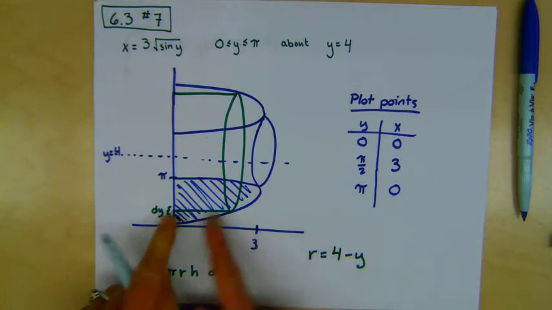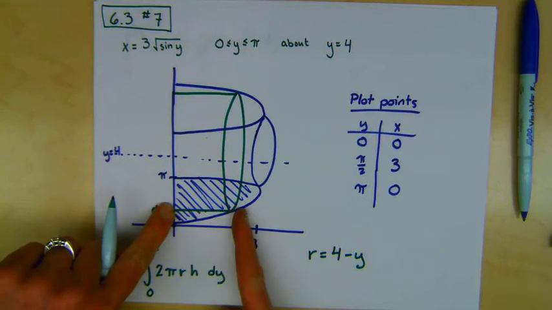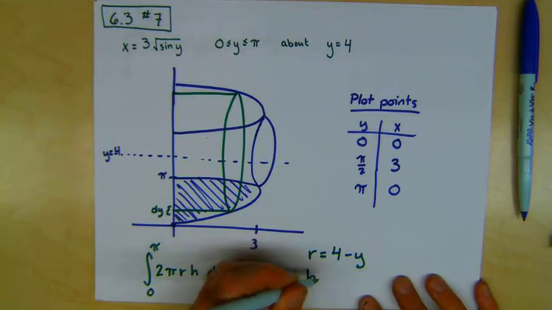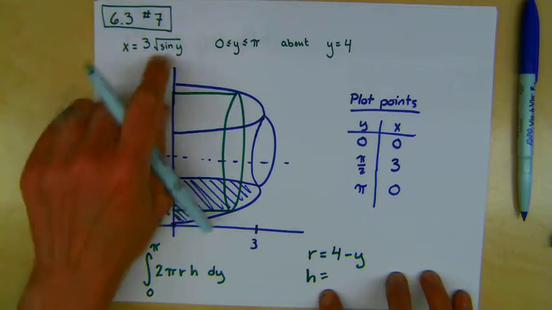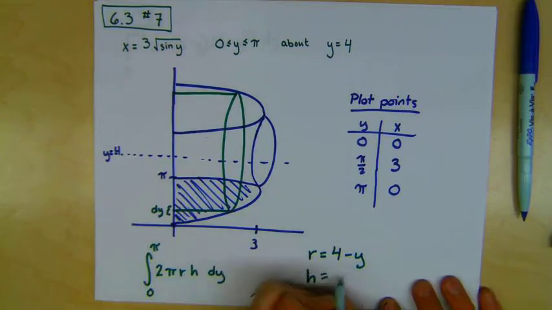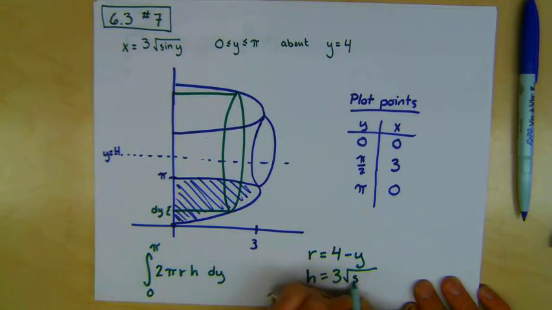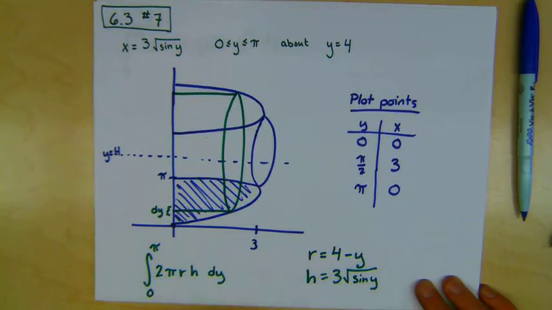And what is h in this case? h goes from 0 out until I hit this curve. And thankfully, this is already solved with y as my input variable, so that's just 3 times the square root of the sine of y. So now that's all the information that we have. Let's summarize that nicely on another sheet of paper.